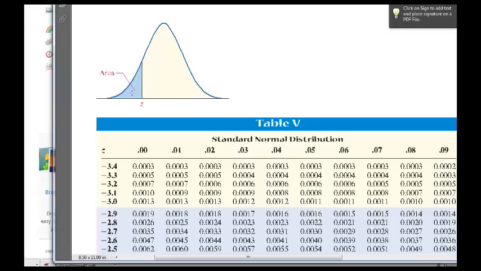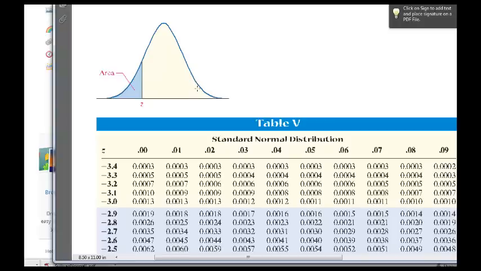Which allows us to figure some things out. What if I wanted the area to the right of z? What would I do? Subtract it from 1. Whatever area I found for this particular z value, we could just subtract that from 1 to figure out what's left over here.